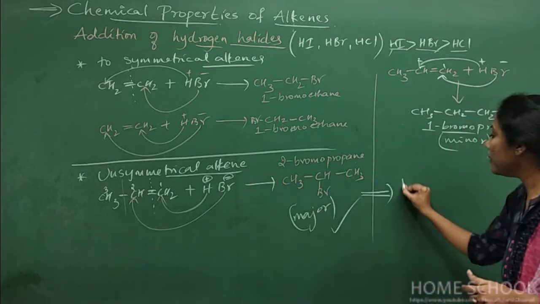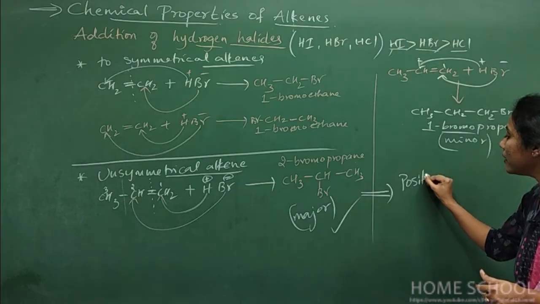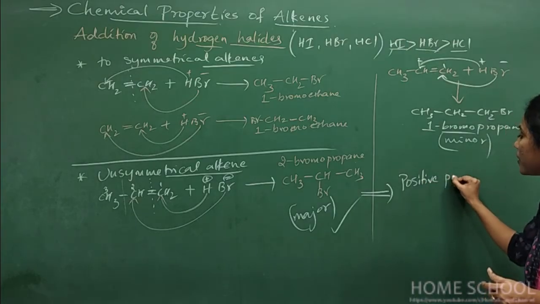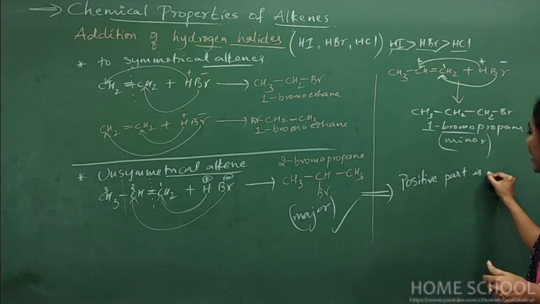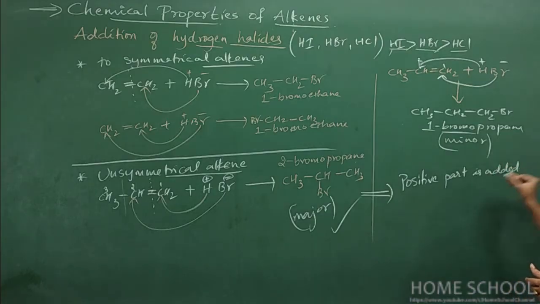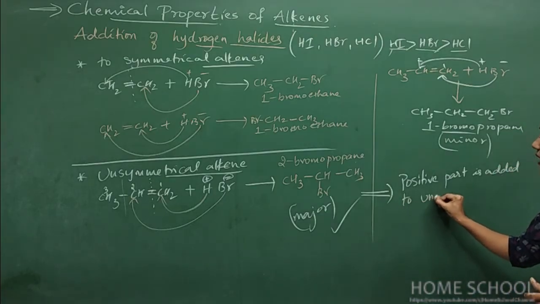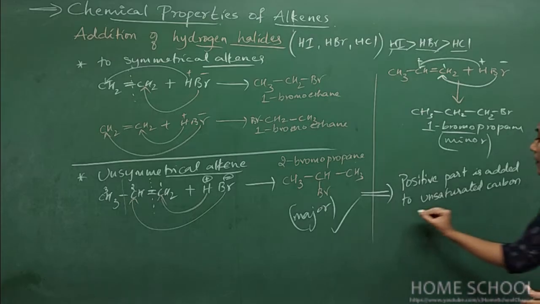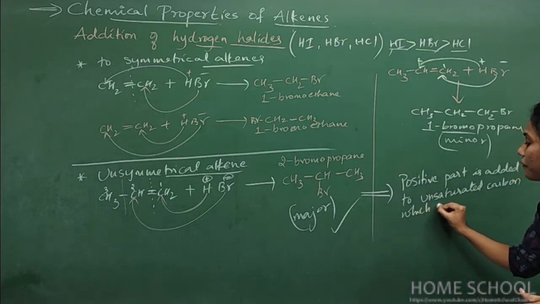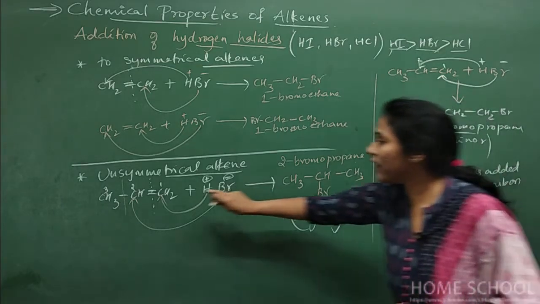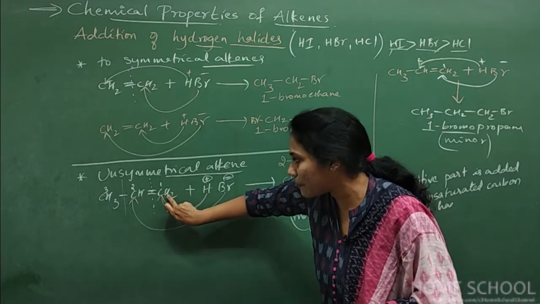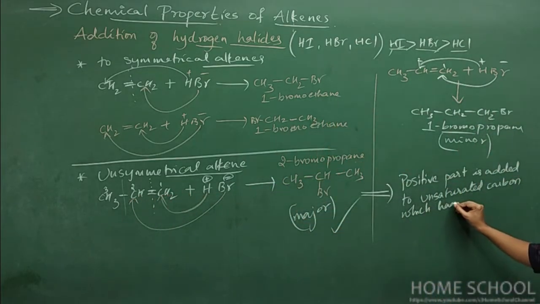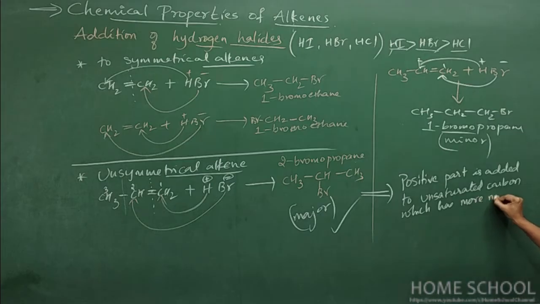Among HBr, the positive part, this is very, very important, guys, is added to the unsaturated carbon which has more number of hydrogen or less number of hydrogen? More number of hydrogen, right? Which has more number of hydrogens.